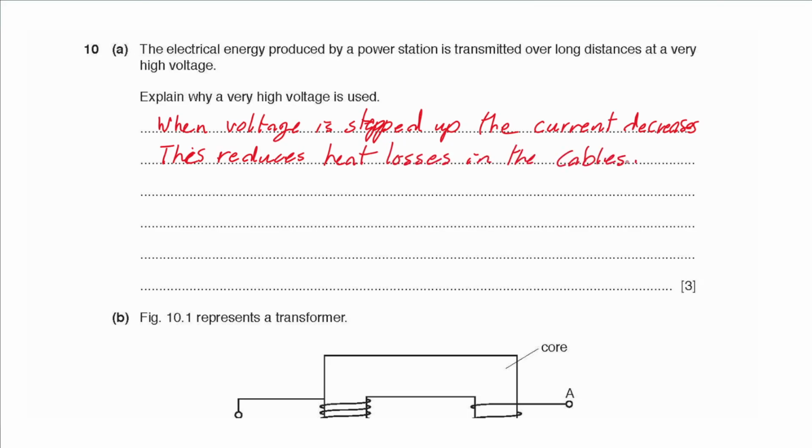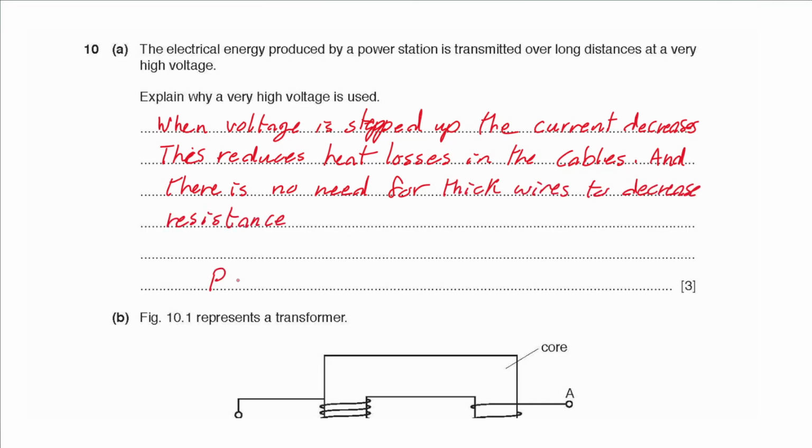We need another mark, so we say there is no need for thick wires to decrease resistance, because power loss is equal to the current squared multiplied by the resistance. If we've already decreased the current, there is no need to decrease the resistance to decrease the power losses.